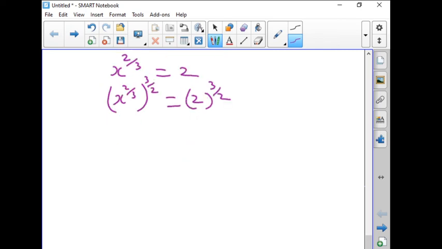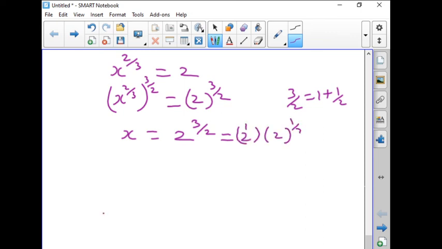Okay, if you have cube root, we raise to the power 1 by 3. Is it clear? So here we are taking to the power 3 by 2. So it becomes x is equal to 2 power 3 by 2. 3 by 2 is nothing but 1 plus 1 by 2. So it can be written as 2 power 1 into 2 power 1 by 2. So it is 2 root 2.